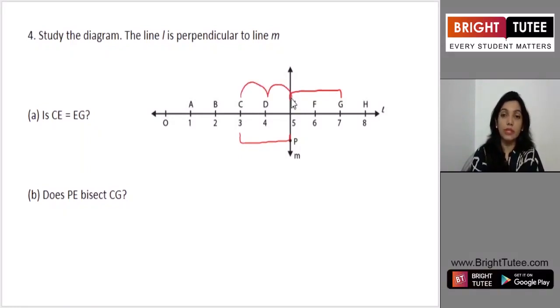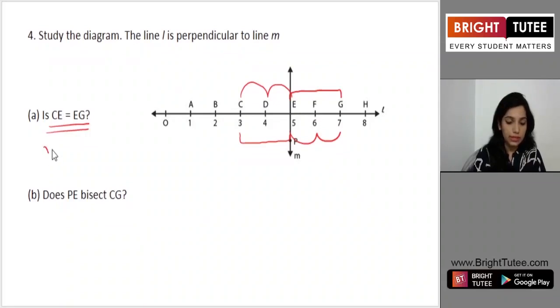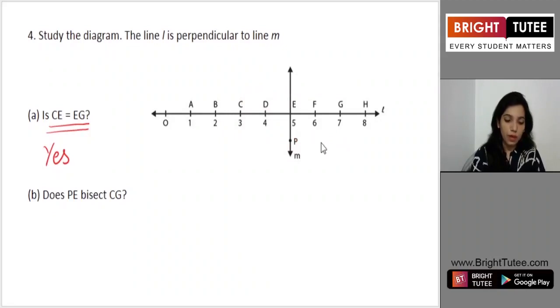And let's see how many jumps are required to reach from E to G. So it's again 1 and 2. Therefore, we can clearly say that these two are equal. Okay. So we can say that yes, CE and EG, they are equal. Why? Because both of them measure 2 units each. Now let us move to the part B.